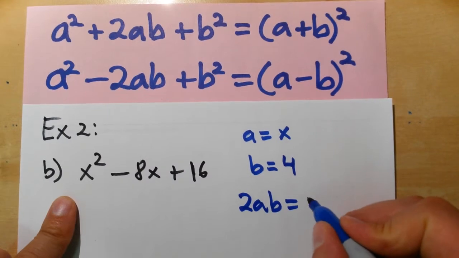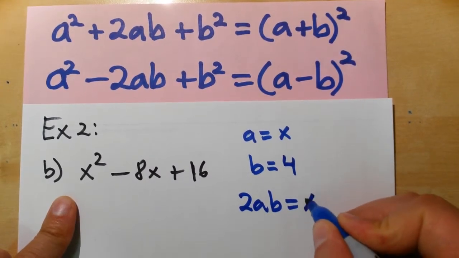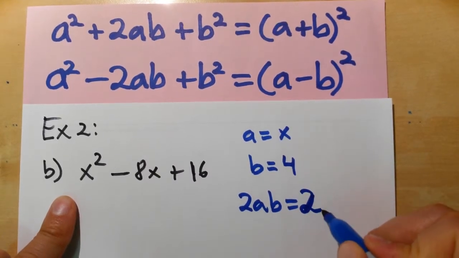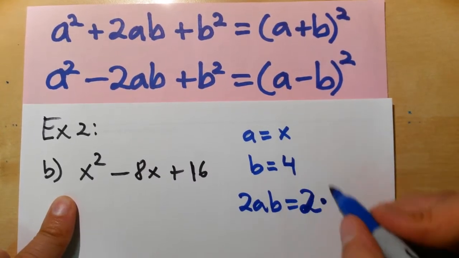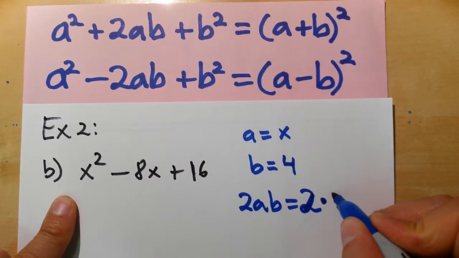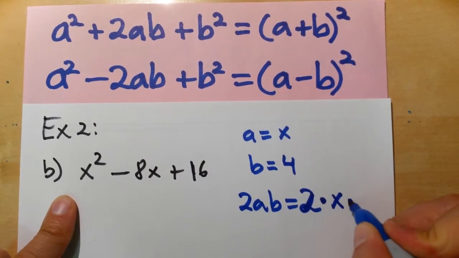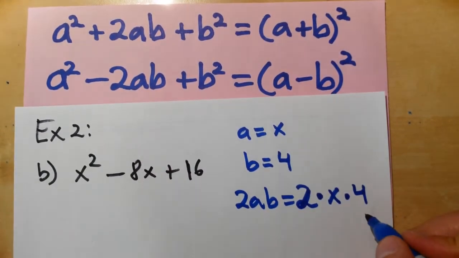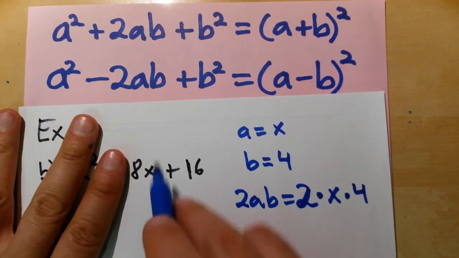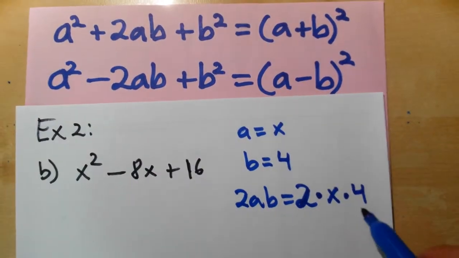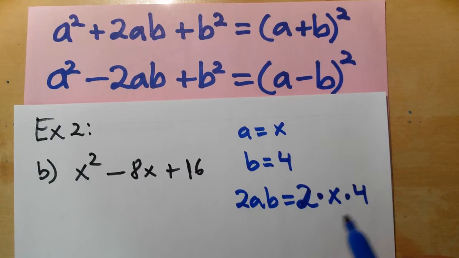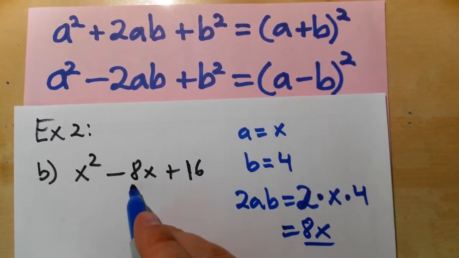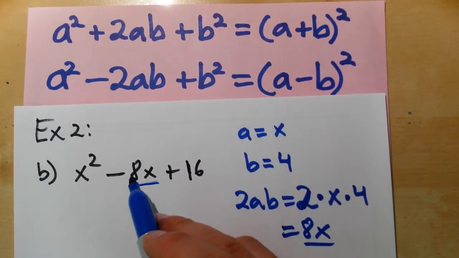So a is 1x, so let's put this here, x, in fact 2, right? So let's write down the 2, right, times a, which is 1x. I don't need to write the 1x, times b, which is the 4. Now for now, let's just forget about the minus and let's just concentrate on the 2ab part, right? So 2 times x times 4 gives us 8x. So this 8x matches this term, so we know that this is a perfect square trinomial.